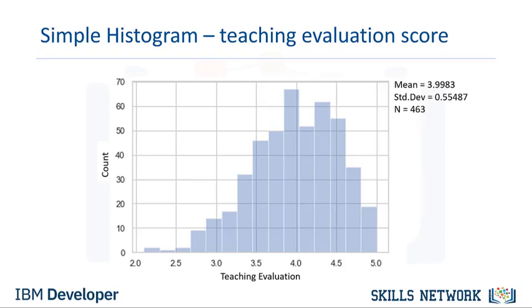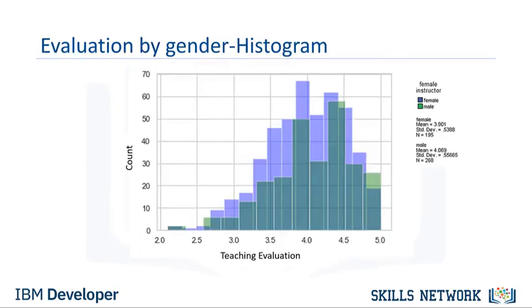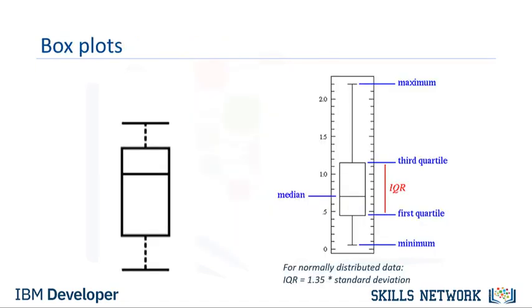The histogram approximates the normal distribution curve. Essentially you have 3.99 or 4 as the mean, the standard deviation of 0.55, looking at 463 records. This gives you a good idea of how your data are distributed. You can in fact plot multiple histograms such that you can see the difference between the subgroups. So here you have the histograms overlaid for males and females. These frequent lower teaching evaluations for females is likely to influence the average teaching evaluation score for females versus the males.